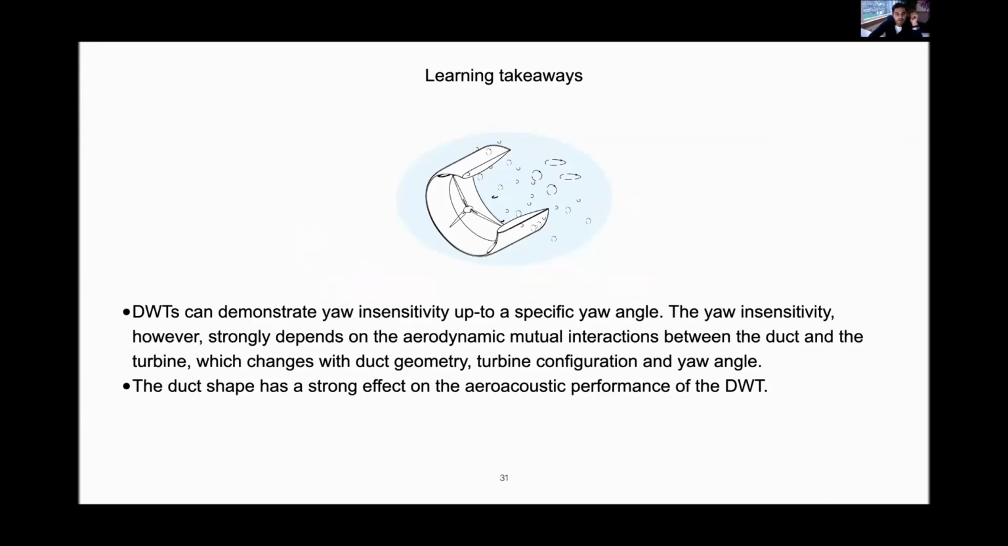Some learning takeaways from this: DWTs demonstrated yaw insensitivity up to a specific yaw angle. However, the yaw insensitivity depends on the mutual interaction between the duct and the turbine, which changes with the duct geometry, turbine configuration, and the yaw angle. And also, what I showed you in the last slide, the duct shape has a strong effect on the acoustic performance of the ducted wind turbine model.